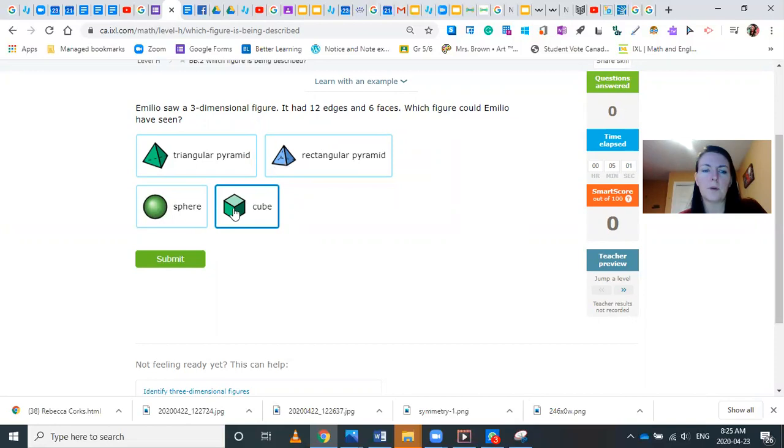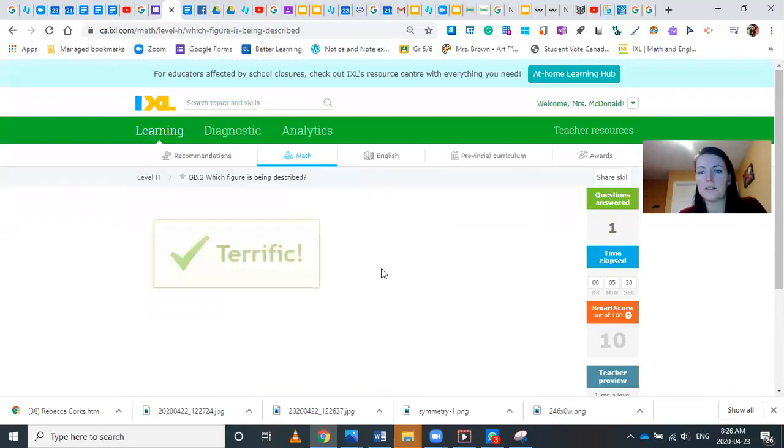Let's try to count them. 1, 2, 3, 4, 5, 6, 7. Remember, we've already counted this one. 8, 9. Then on the back, we'll have 10, 11, and 1 going straight up, 12. All right? Let's think of the faces. 1, 2, 3, the bottom, 4, and then two on the sides, 5 and 6. So the cube is our answer for this one.